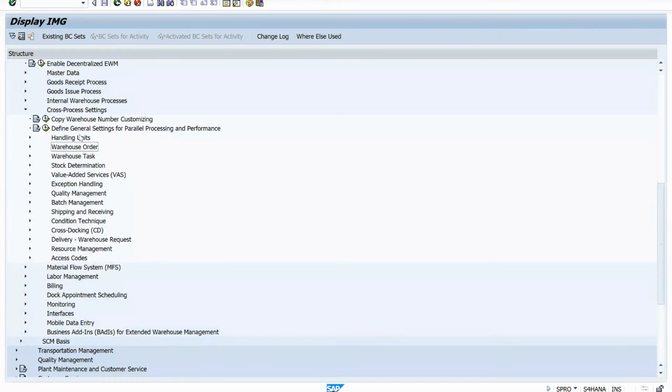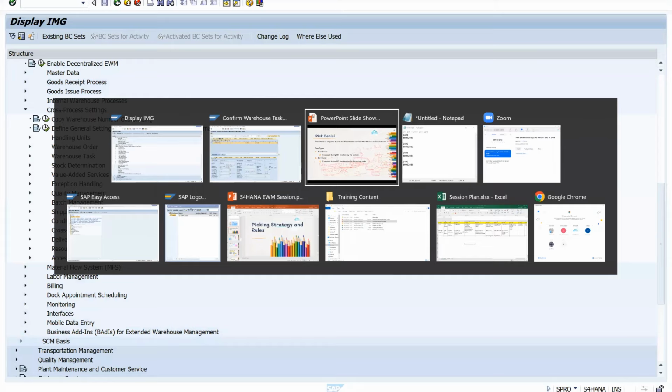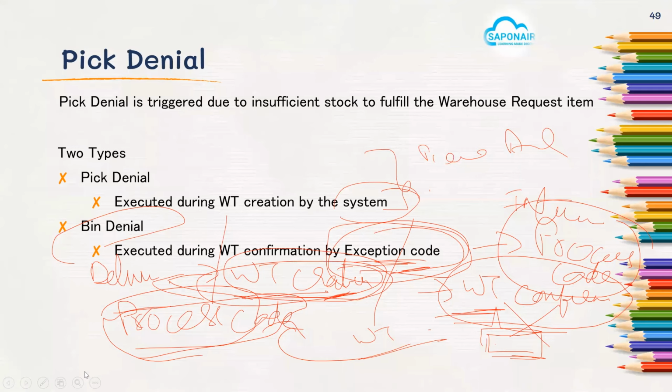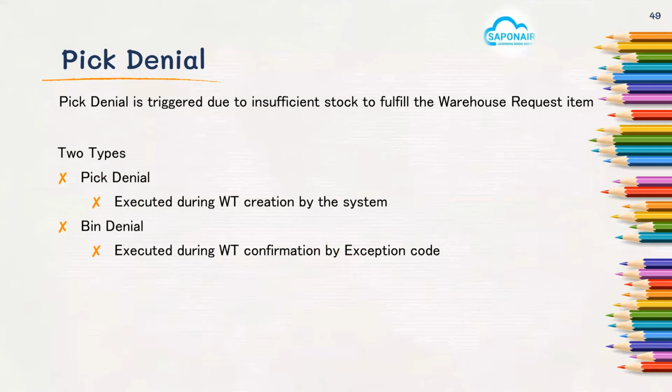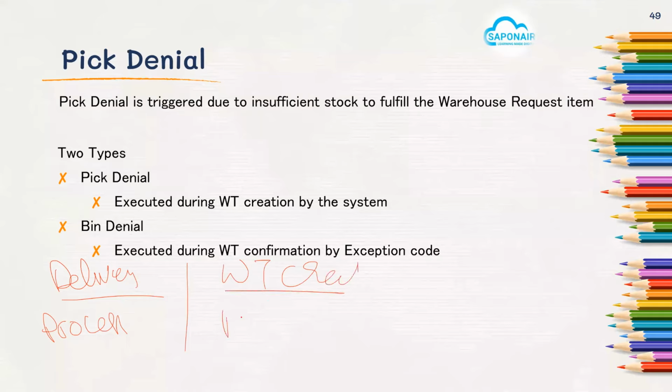So, to adjust the quantity. Now what happens? Let us say in this case, we have seen, right? In the first case, we have used a process code, right? At the delivery level, we have used the process codes. And at the warehouse task creation level, we have pick denial, which in fact will trigger this process code, adjust the delivery quantity and send it to S/4HANA, right?